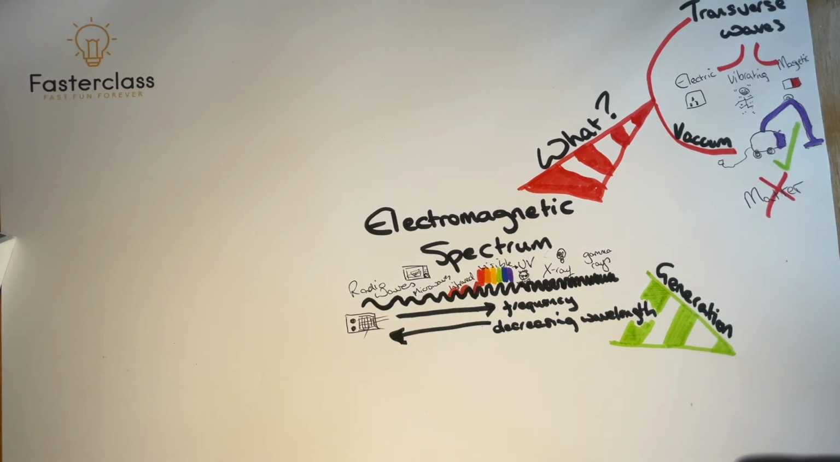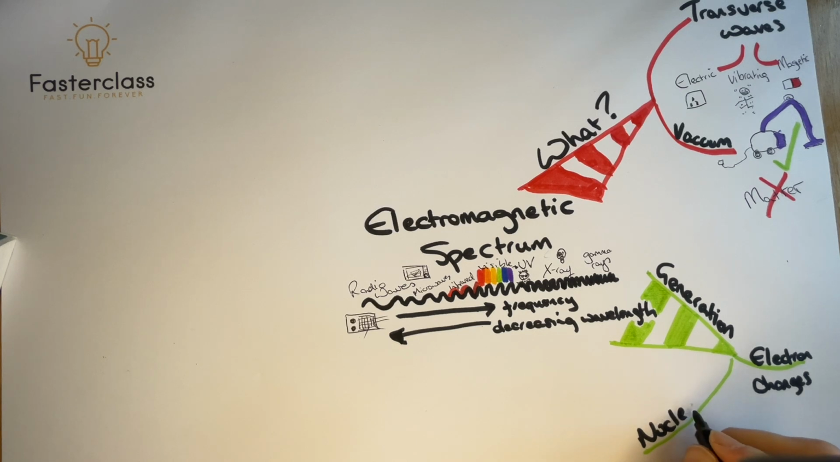And I think I'm going to draw a little atom. In fact, let's split this in two. So we're going to have electron changes over here. And we're going to have nuclear changes over here.